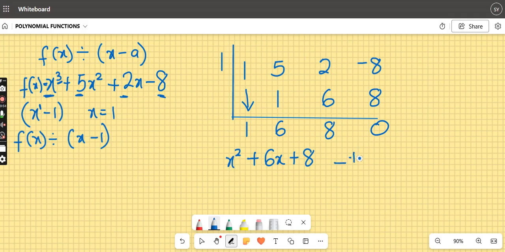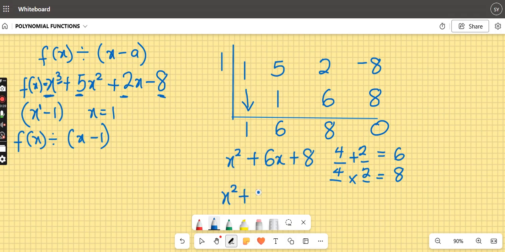To factorize it, we are going to get two values, the sum of which will give us 6, the product will give us 8. What are those two numbers? I believe we are looking at 4 and 2. 4 plus 2 is 6. 4 times 2 is 8.